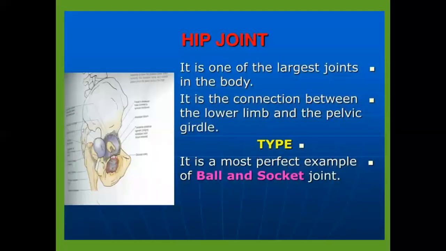Now, what about the hip joint? It is one of the largest joints in the body, and this is a type of movable joint. It is the connection between the lower limb and the pelvic girdle. It is the most perfect example of a ball and socket joint, and it allows movement in all directions, you can say in a circle.